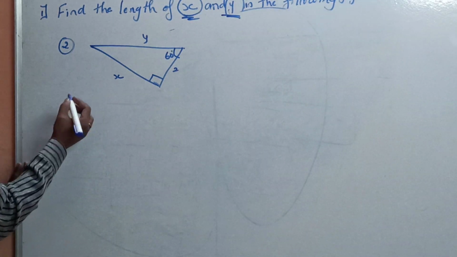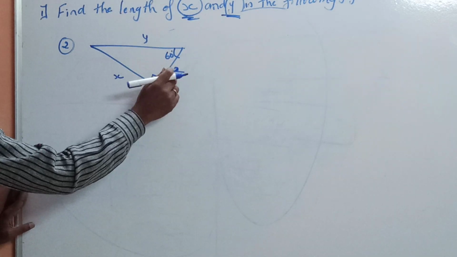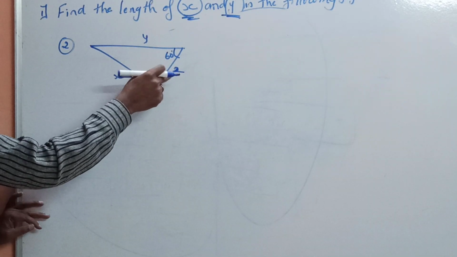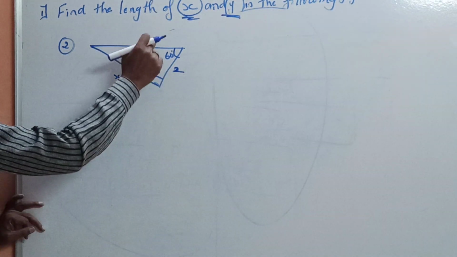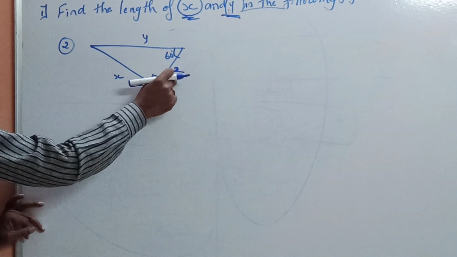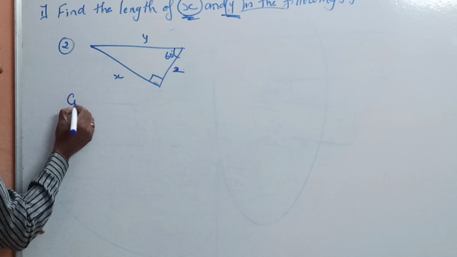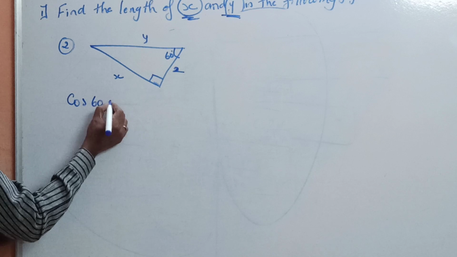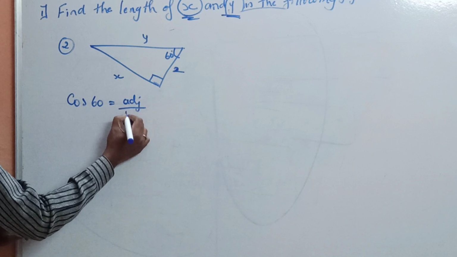So here again, you have the simple way. This 2 is given. So if I use a method called cos formula, so cos is equals to adjacent side upon hypotenuse. 60 का adjacent side पे 2 और उसका hypotenuse क्या है? y. So I can use cos 60 is equals to adjacent side upon hypotenuse.